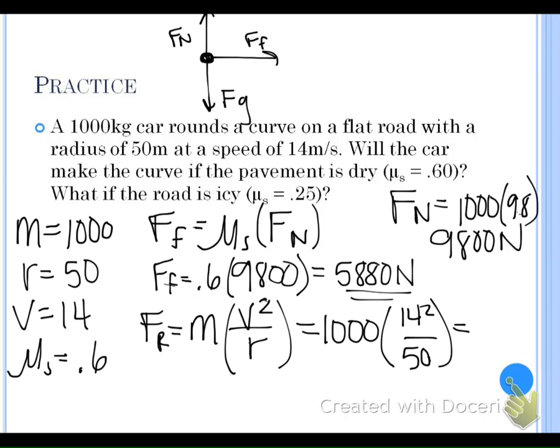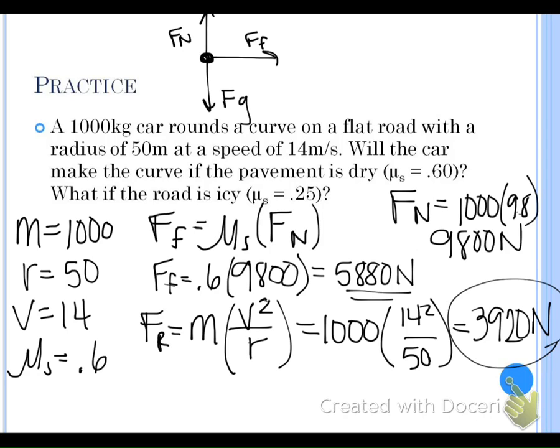All right, Noah, what'd you get? 3,000. Good. And units? So there's our centripetal force. Okay. So will the car make it safely around the curve? Yes, because frictional force was greater than the centripetal force, so it will stay on the road. The friction between the tires and the road will be enough to keep it from skidding or sliding. Okay?